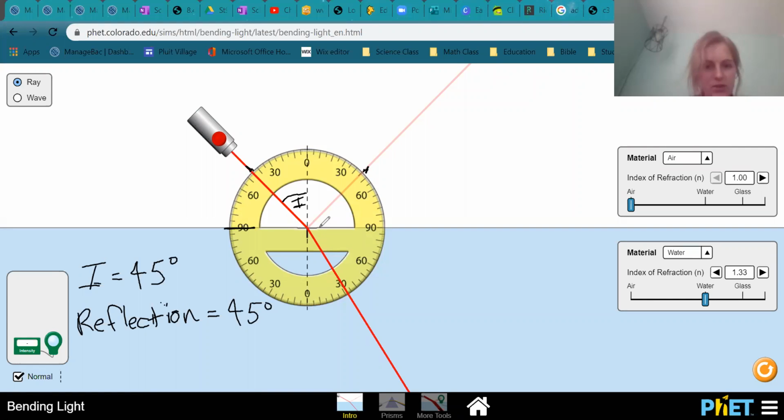Okay, and if that's true, then my angle of refraction should be smaller than my angle of incidence and my angle of reflection. So if I look at it down here, we've got somewhere between 30 and 35, right? Would you guys say that's about 32?